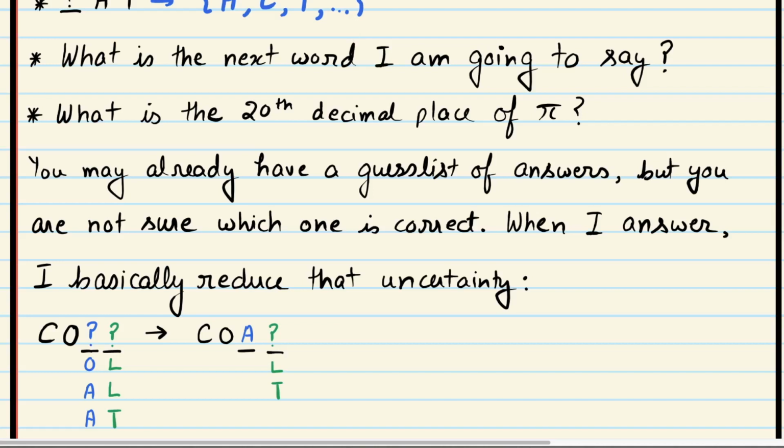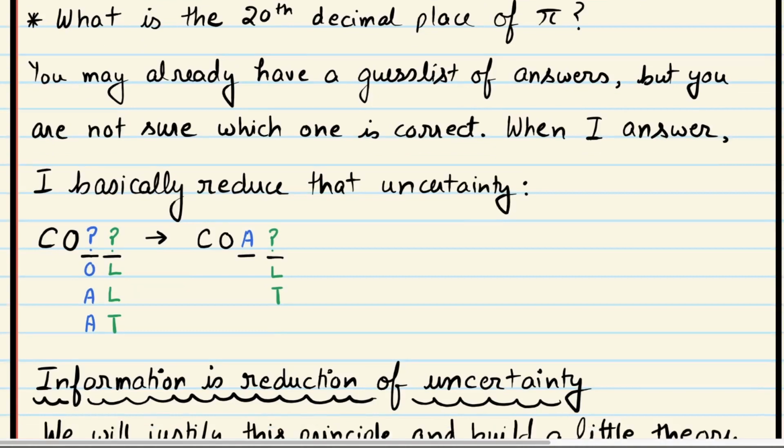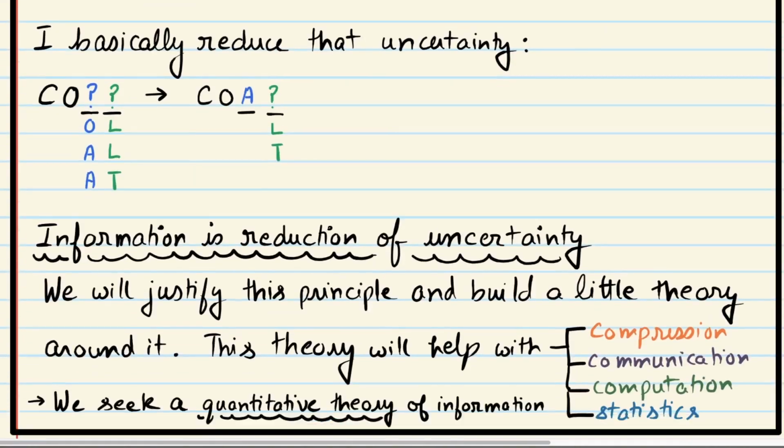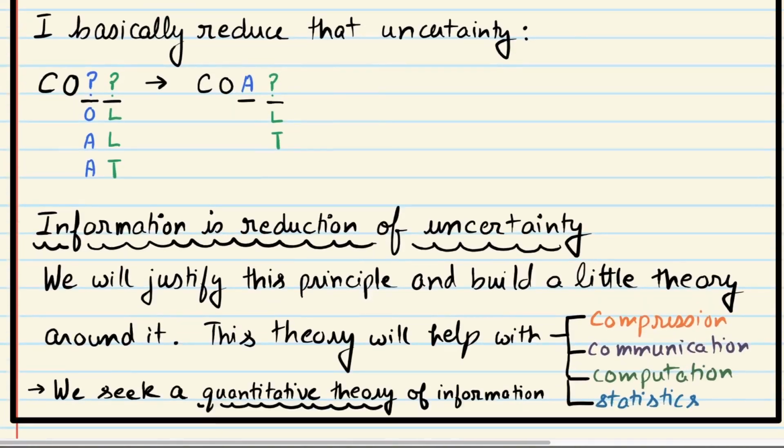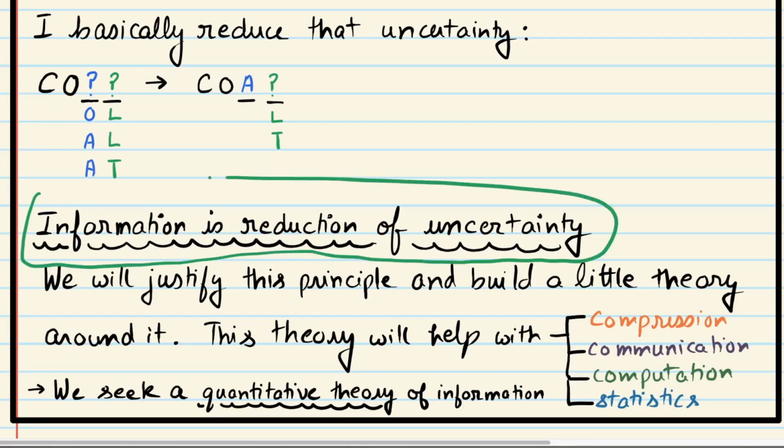So this suggests a very simple definition of information. Information is the reduction of uncertainty. That's the definition of information. Information is reduction of uncertainty. So in this course, we'll try to formalize this principle. And in particular, to be able to use this principle to quantitatively measure information, we need to figure out what this uncertainty is. How do we measure uncertainty?